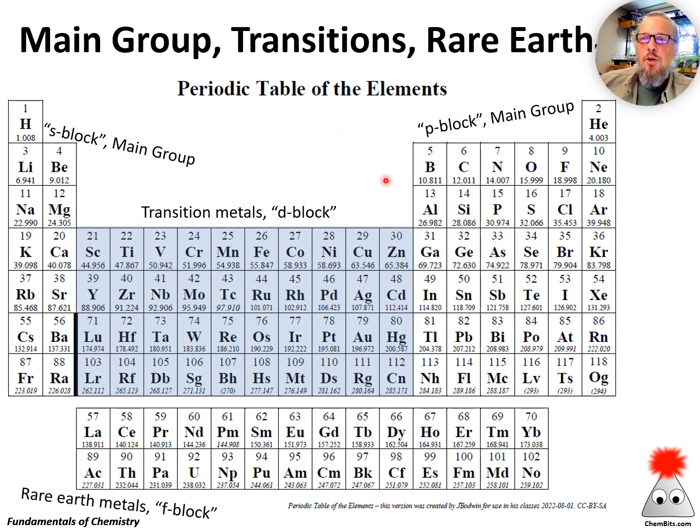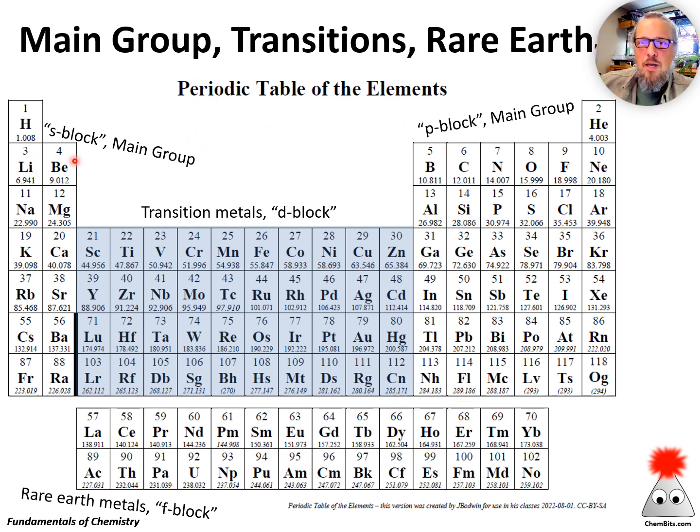We can also describe the different areas of the periodic table by looking at the type of electrons that we're dealing with in that area. So often this part of the periodic table is called the S block. This part is called the P block. This is the D block. And down here is the F block.